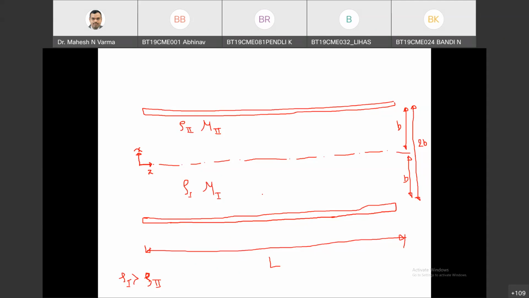Yes, sir. Can you summarize what I told just now? Yes, sir. We are taking the interfaces origin, and 0 to minus b is the bottom plate and 0 to b is the upper plate. Okay. And z varies from 0 to L.